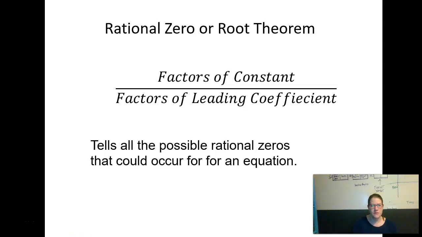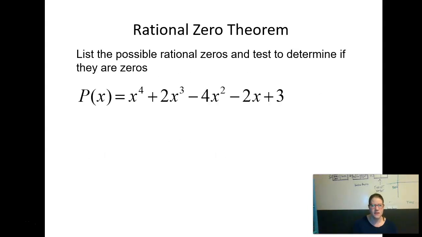So it may have more than one that work. It may have none that work, but it just kind of gives us a starting point of zeros that may actually be factors. In other words, they go evenly in to this polynomial. So again, the constant is right here because that does not have any variable with it. And then the leading coefficient, remember, if this is in standard form, I have my x to the fourth and then my x to the third, then x squared. This is in standard form. My leading coefficient is the number right in front of the first term, as long as it's in standard form. So this is my leading coefficient.